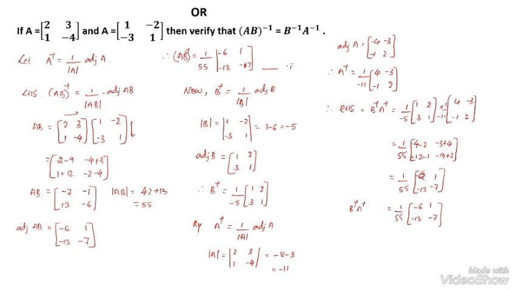This is equation number 1 and 2. From 1 and 2, LHS equals RHS. Up to this much, the question paper will be completed. So, all the best for your annual exam.